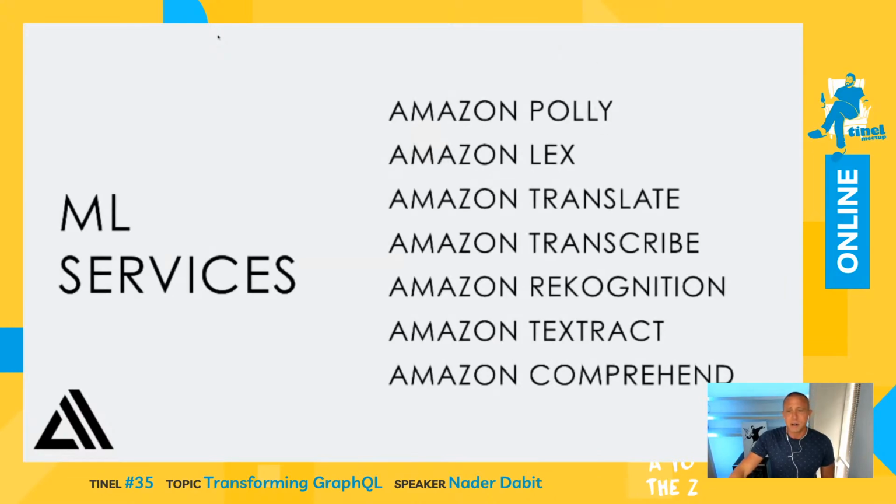As far as the machine learning services that we support: Polly, Lex, Translate, Transcribe, Rekognition, a bunch of different stuff. You essentially are going to be passing either text or images into these services, and then adding a little bit of configuration like key value pairs in a JSON object or some type of object, and then you're going to be getting some type of JSON response back. So these are, again, managed services.